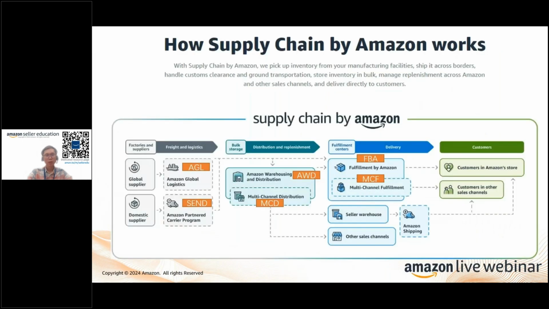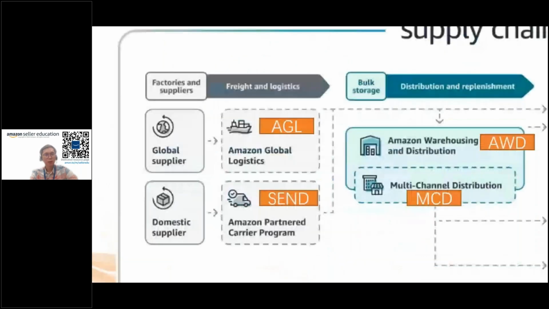Just to bring everything into one big picture, you might have heard of this already. It's what they call Supply Chain by Amazon, SCA. You can see which part of this supply chain process Amazon plays in. If I zoom in a little bit, this is what I mentioned earlier on.